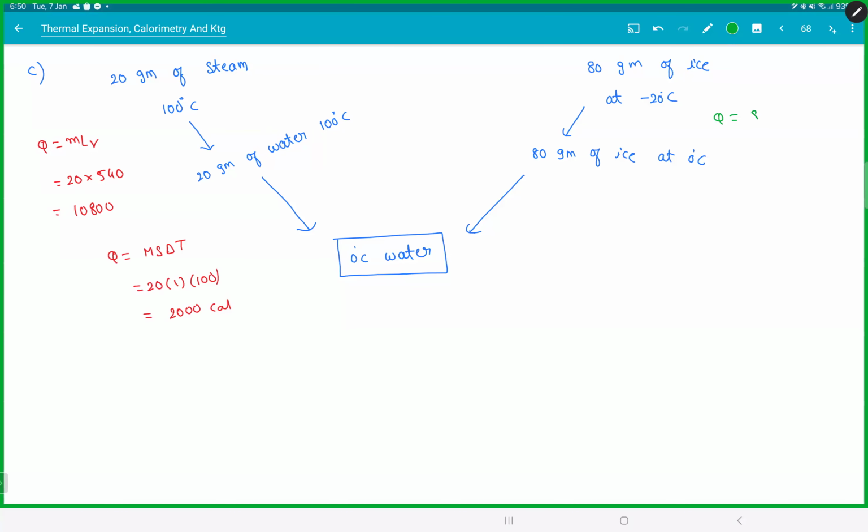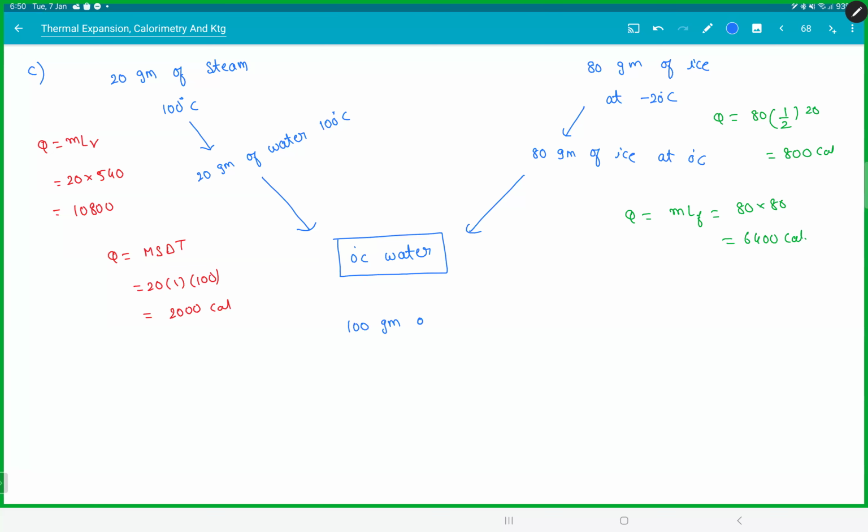This guy is 80, S is half, delta T is 20. So this is 800 calories. This guy is M into LF, which is 80 into 80, which is 6,400 calories. There. So finally, how much do I have? 20 plus 80. I have 100 grams of water.